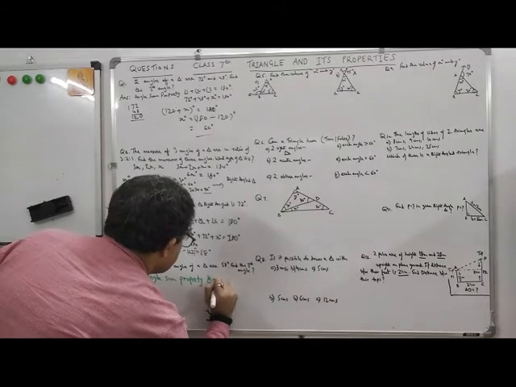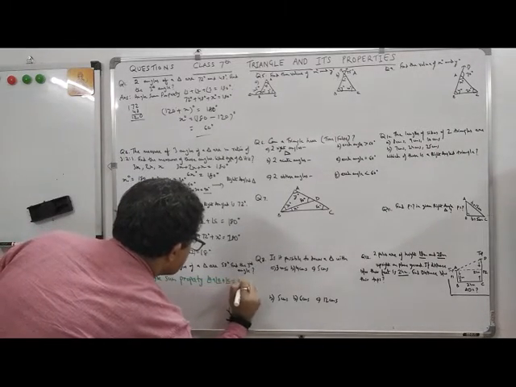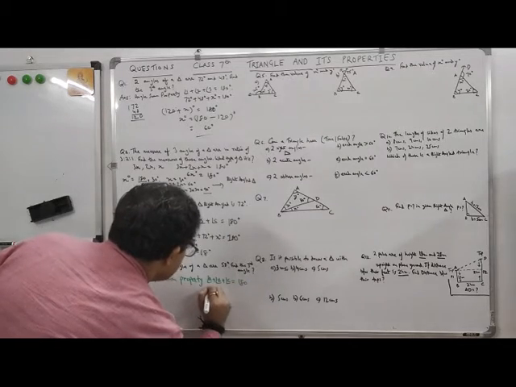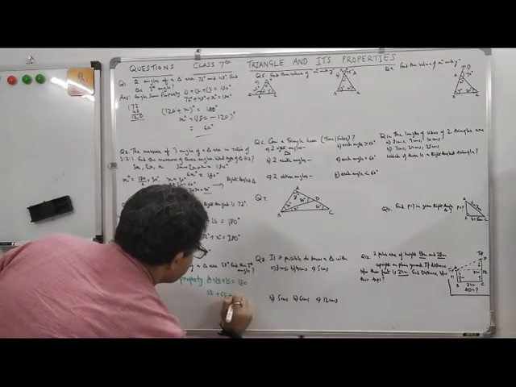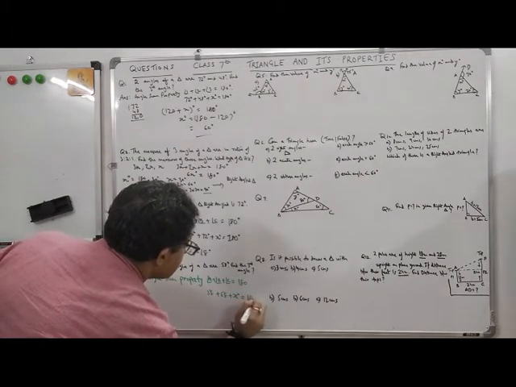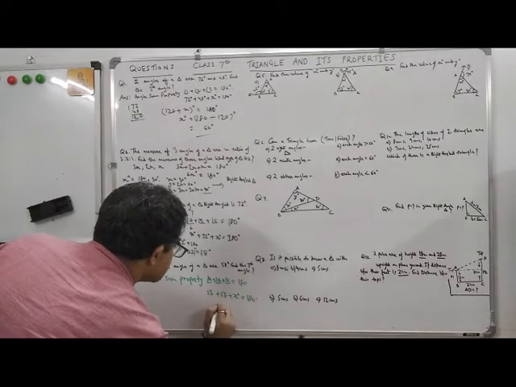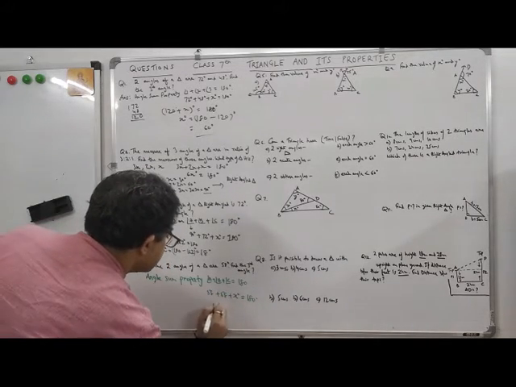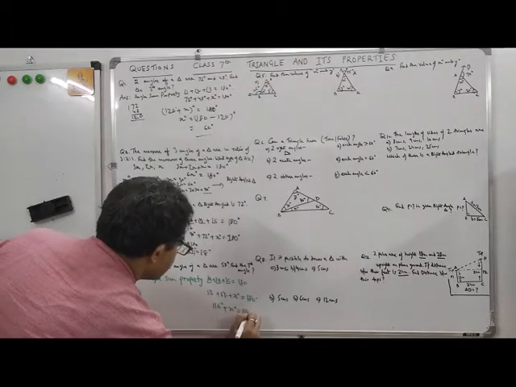Angle A plus angle B plus angle C is equal to 180. So let two angles be given. Two angles are given, 58 plus 58 plus let angle C be x degree is equal to 180. If we add these two, this is 116 degree plus x degree is equal to 180.